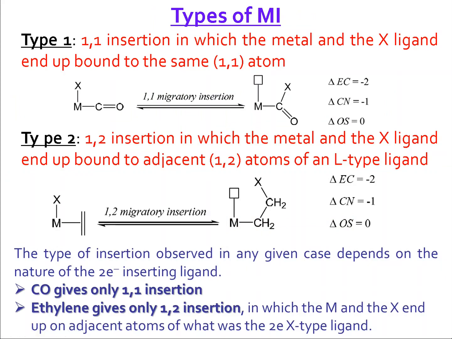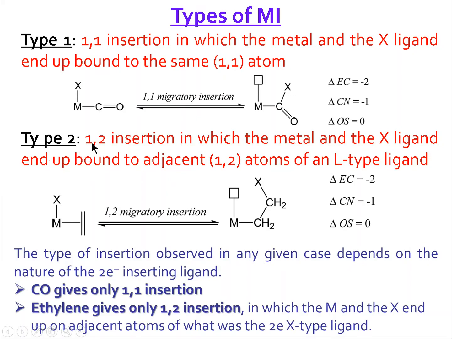We have two types of migratory insertion. The type 1, called 1-1 insertion, in which the metal and the X ligand end up bound to the same atom. For example, we have MX anionic and we have CO. The CO ligand is a donor to the metal M by carbon, since the carbon is less electronegative than oxygen. So the carbon has a partial charge delta plus, and in this case X will attack on the carbon and would not attack on the oxygen. So it attacks on the same atom 1-1, and in this case the migratory insertion is 1-1 migratory insertion.